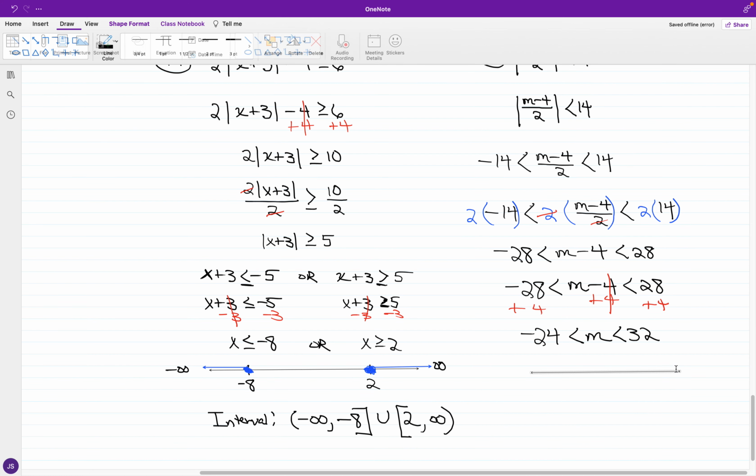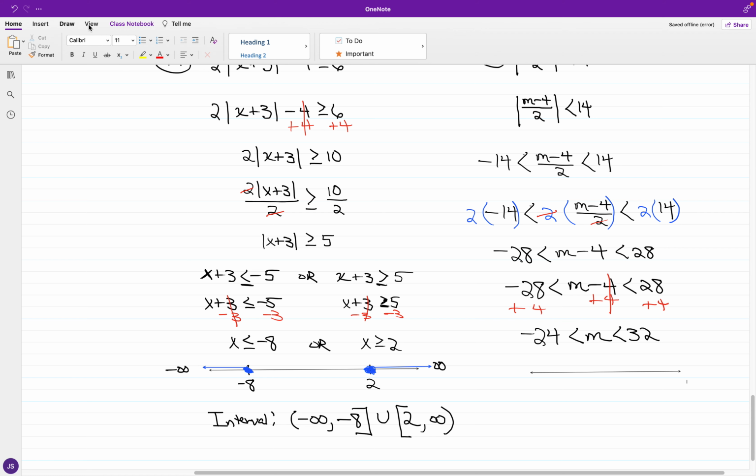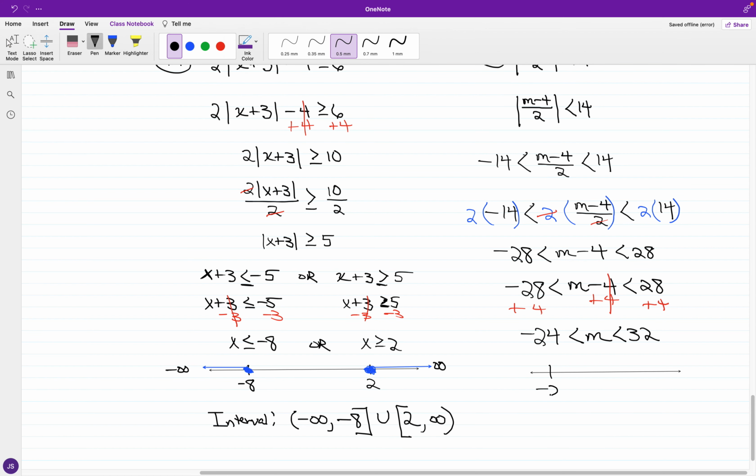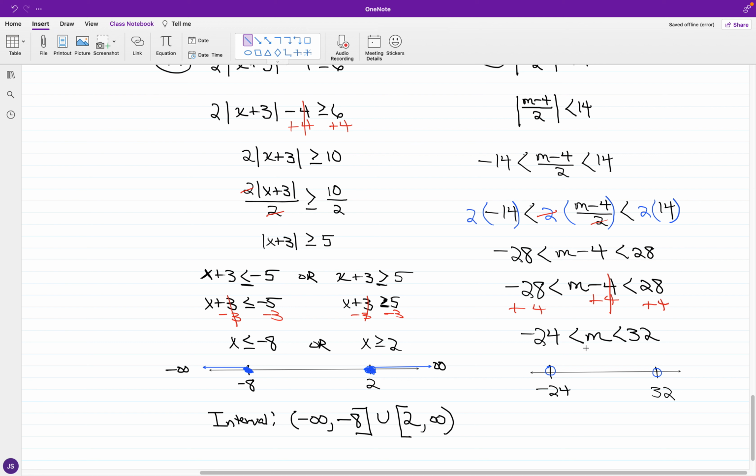And we have the compound inequality. So we don't have negative or positive infinity involved in the interval solution makeup. So you have from negative 24 to 32. Again, neither value is included since we have the exclusion of the equal sign.